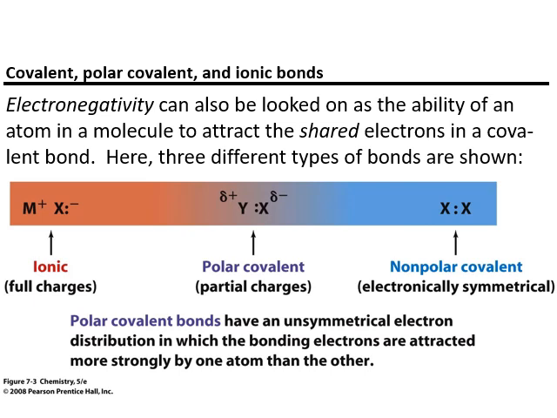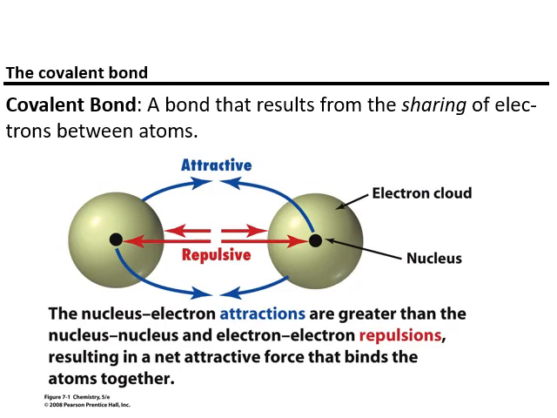So the hydrogen would be partially positive, and the oxygen or whatever would be partially negative. Next slide. So a covalent bond is a bond that results from sharing of electrons.